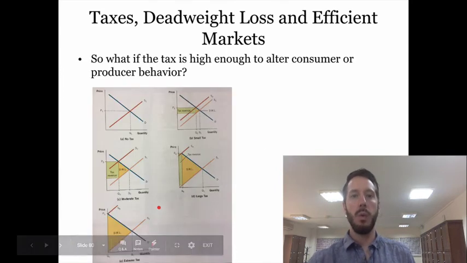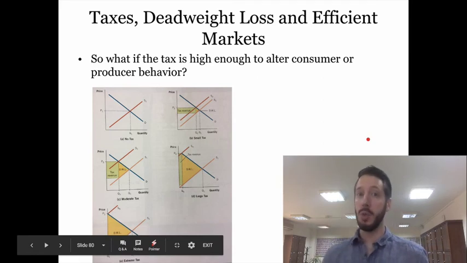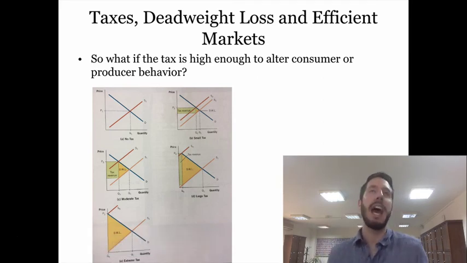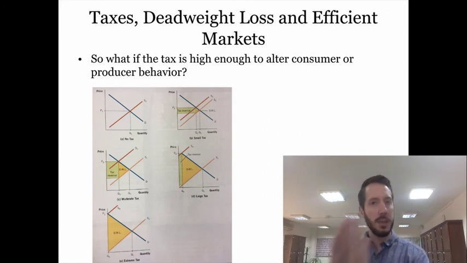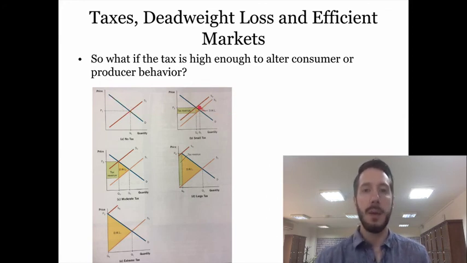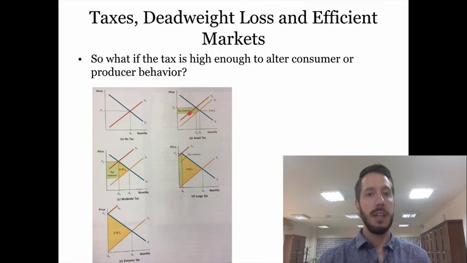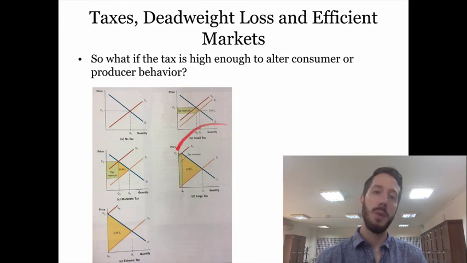So here's a question. What if the tax becomes high enough to really alter consumer or producer behavior? You're going to have some alterations, but you want it to be fairly minimal. Well, let's look at this graph here. So here's a situation where you have efficiency. There's no government interference. The government starts to get involved. So the burden here is being shared on the producers. But as the tax may go up, there's more and more deadweight loss.